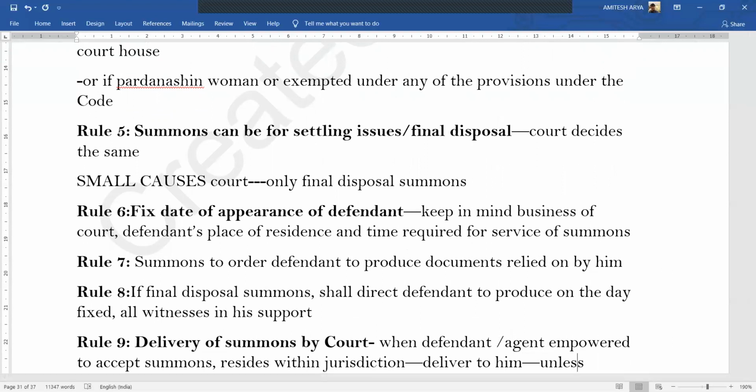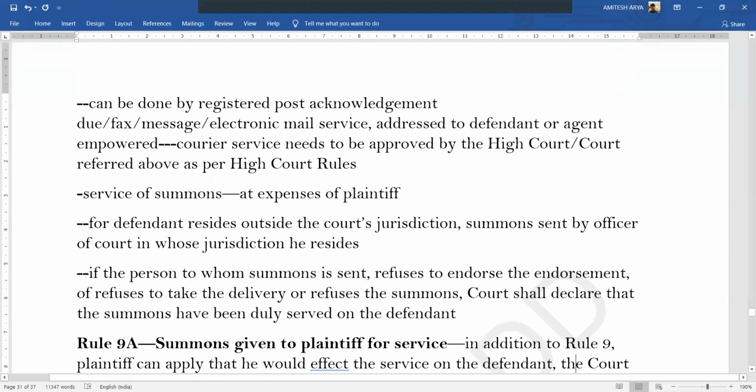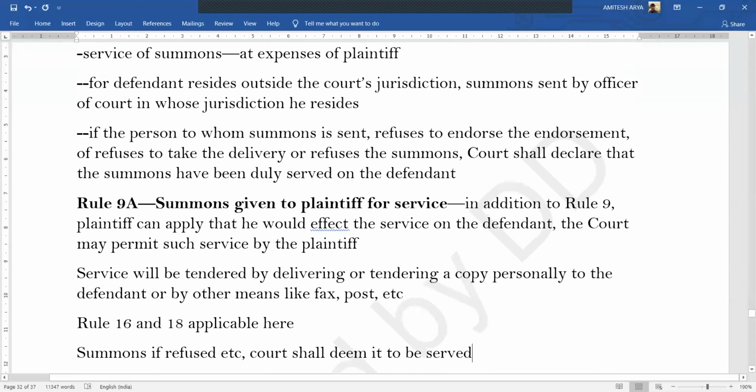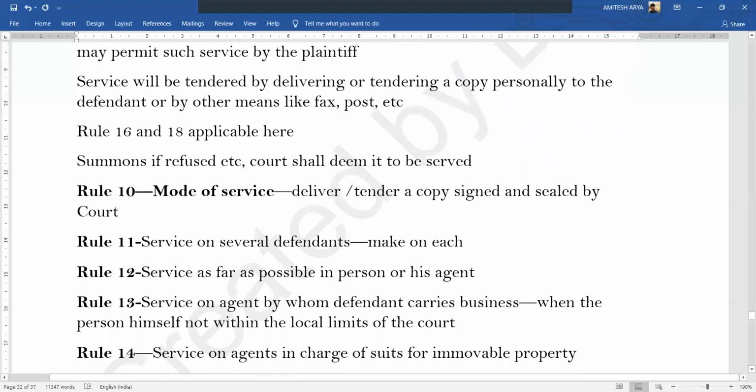We are understanding what is going on in the summons, etc. Now we are seeing the delivery part. Rule number 9: firstly, we see the first attempt is by the court. Apart from the court, under rule 9A, the plaintiff can also volunteer, or he may want to serve the particular summons. Then how are we serving it? We are delivering or tendering a copy.